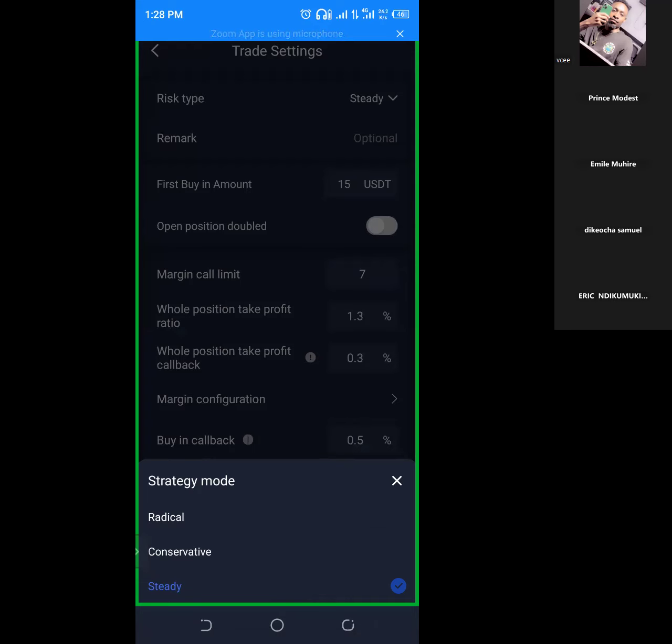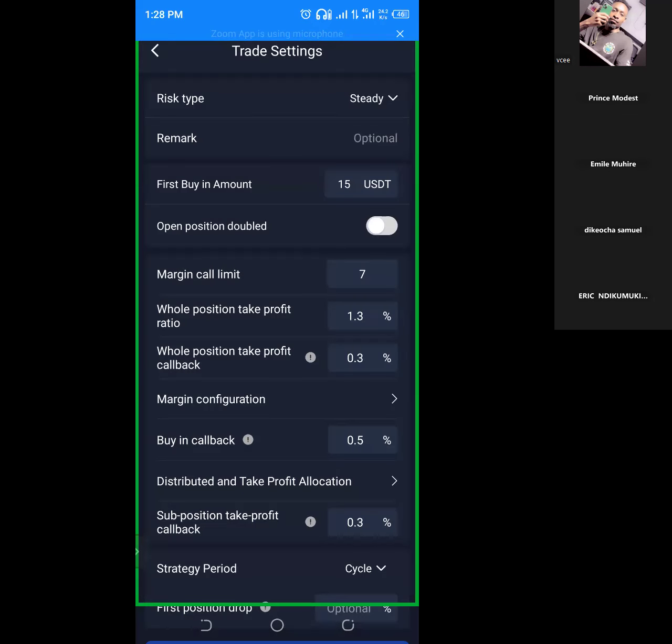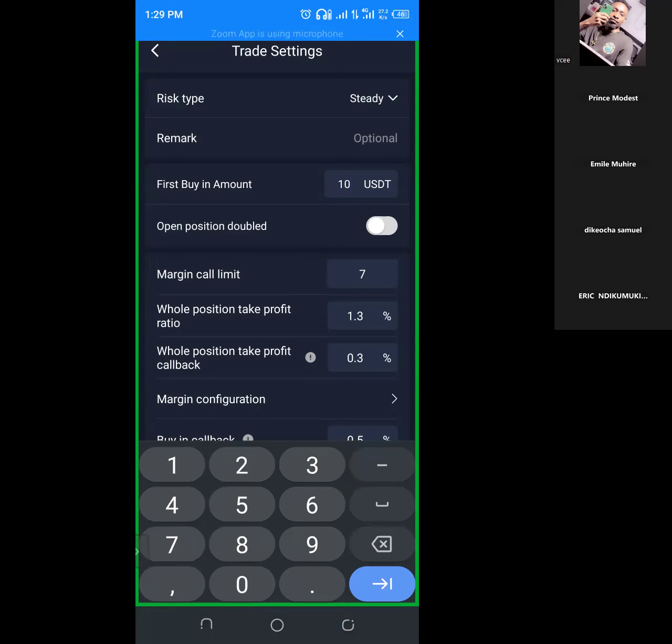So for this training, let us use the steady one, which will give us about 47.2% drop, which means if the market drops by 47.2%, you're still safe. So now on the first buying amount, you put $10. For a person that is trading with $100, you put $10 on the first buying amount, which is 10% of your capital. Don't go more than 5 to 10% of your capital.